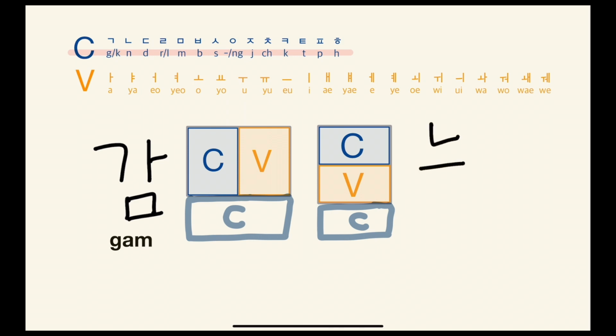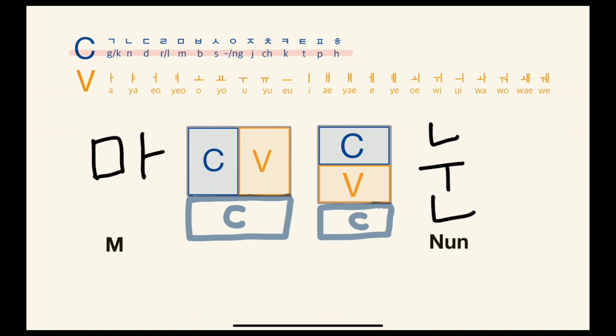Let's practice another one. Can you guess how we pronounce this? Yes, this is nun, not nun. What about this one? Yes, mat, not mas. In this case, we have to change the S sound to a T sound in order to make this syllable one sound. Let's see the rule in detail, how the sound changes as a 받침 like this.